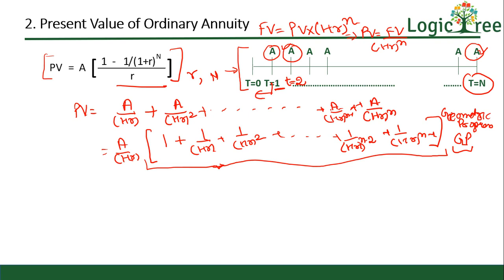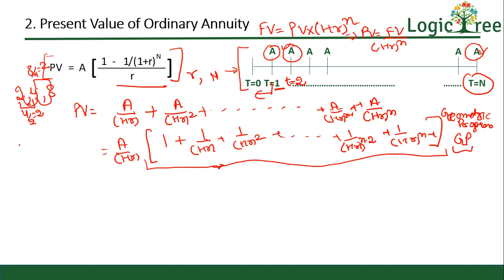So if you remember, a GP series is one whose numbers are in constant ratio. If I take an example of 2, 4 and 8, the ratio of 2 and 4 is 4 upon 2 is equal to 2. And if I take 4 and 8, the ratio is 8 upon 4 is equal to 2.